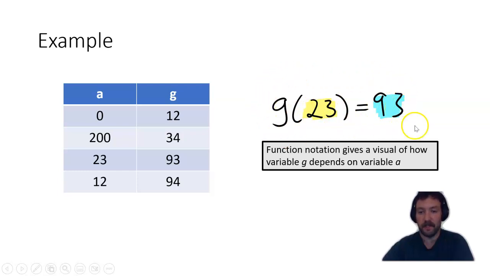And again, now this here gives me a visualization of how g depends on a. G depends on what goes inside. G is like the function machine, and what comes out of it depends on what you put in. So if you put in 23 to g, the function g, you get out 93. You could just write g equals 93, but that's less specific than saying when a is 23, g is 93, and that's where this notation comes in handy. It's showing me very clearly that when a is 23, g takes in that a and gives you out 93. Okay.